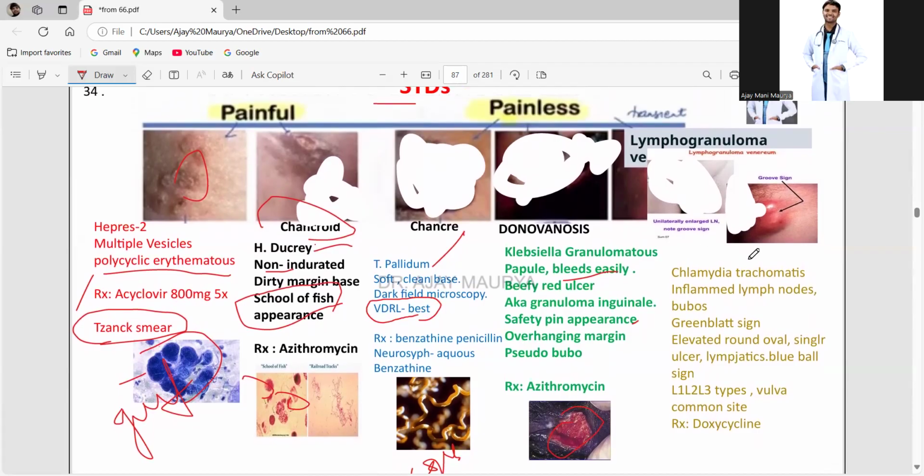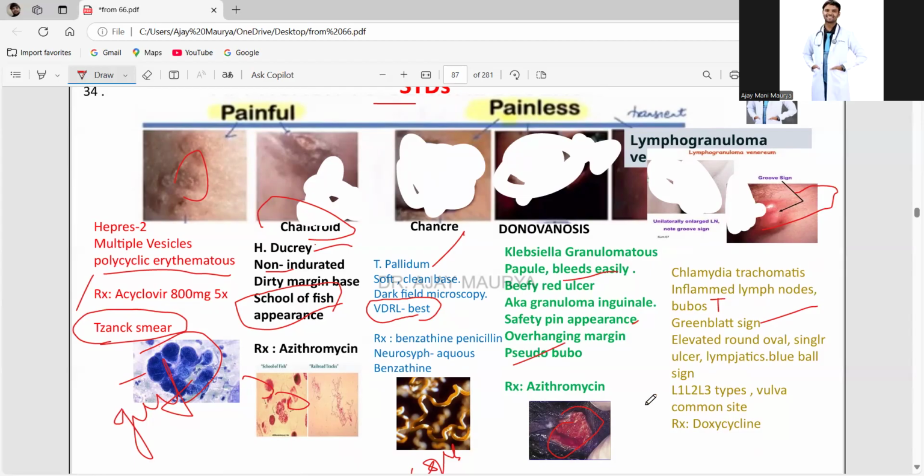It is caused by Chlamydia trachomatis. There are inflamed nodes. This is the pseudobubo, but here is the true bubo. Here, groove sign. There is an elevated, oval, single ulcer and the lymphatics. If you see this under microscopy, you see the blue ball sign.